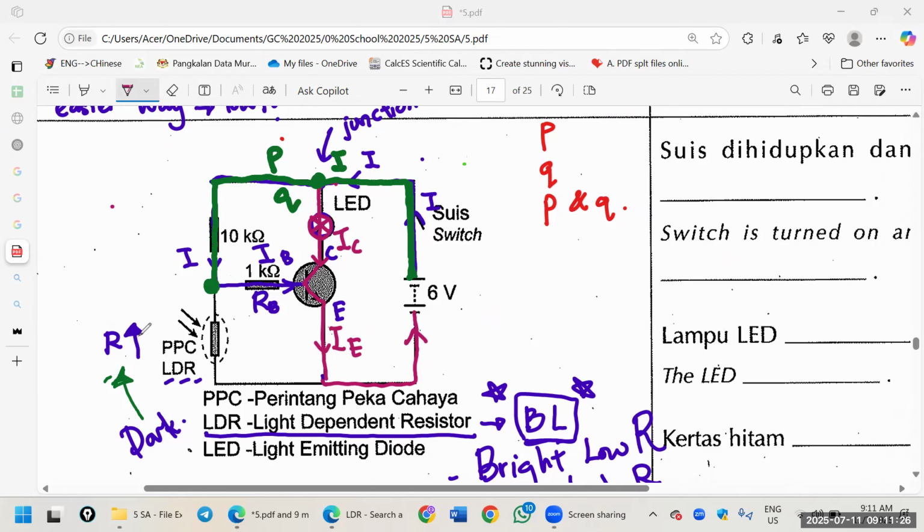So P only, then reach here. Now this is in the daytime. Daytime we say bright low. Low resistance means lower than 1K. So it won't go to IB. It will go straight down and come back. So no IB, no IC, then the bulb does not light up.